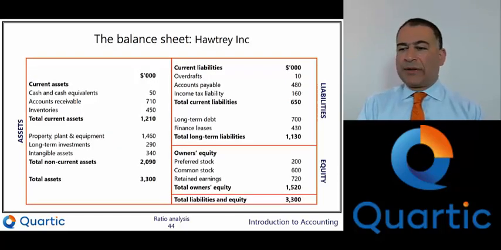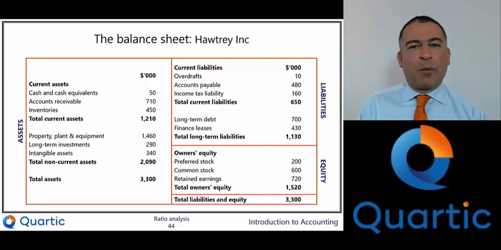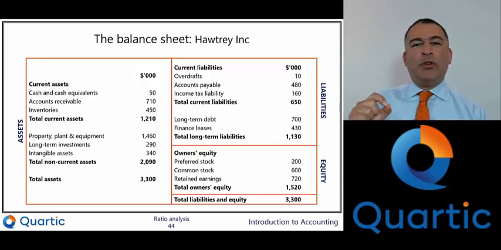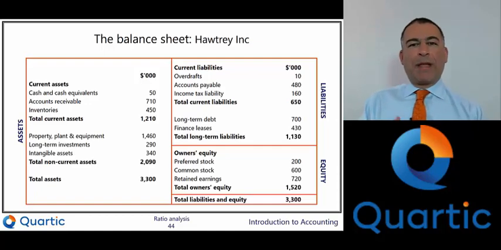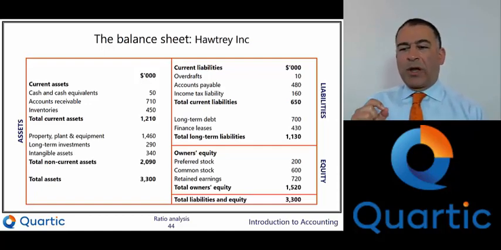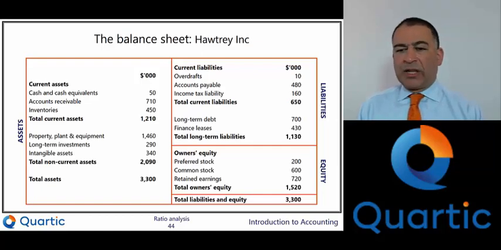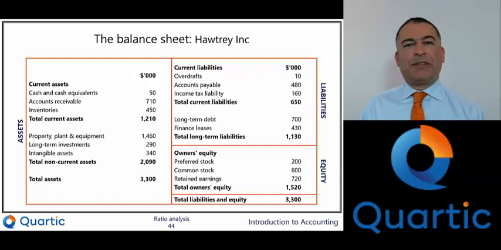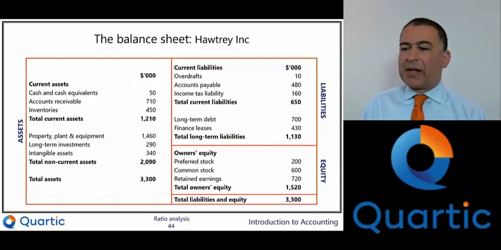Now, we're going to put on some hypothetical numbers. Don't worry, it's an artificial example, but try and understand how we're doing the analysis rather than the actual mechanics of this company, Hawtrey Inc. So this is in dollars, we're working in thousands of dollars here. You can see that we've got cash, receivables and inventories, PP&E, investments and intangible assets on the asset side, then overdraft, payables, a bit of tax liability as current liabilities payable within a year, long-term debt and some finance leases under long-term liabilities.